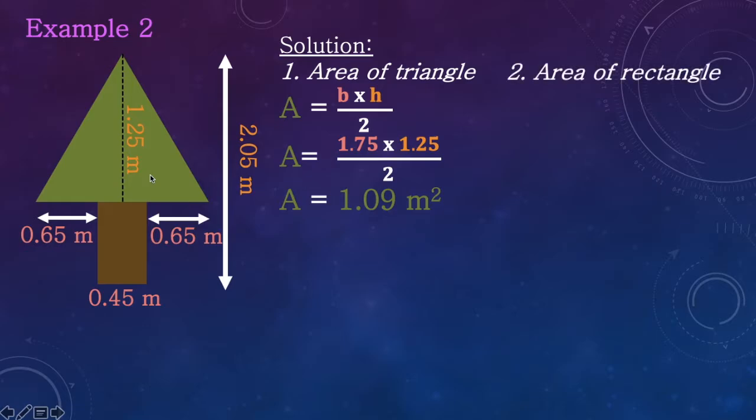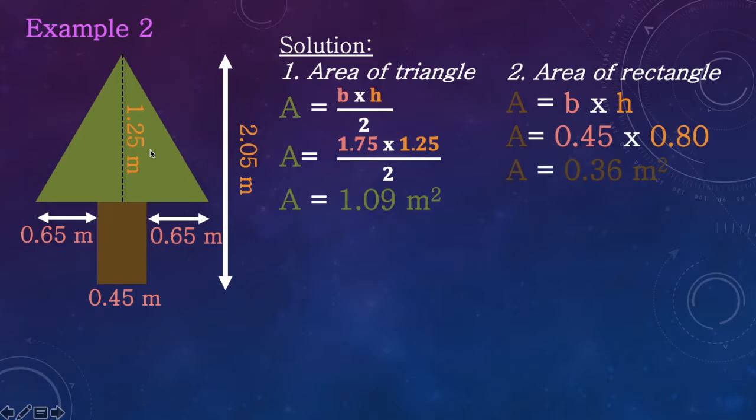All right, so let's move on to the area of the rectangle. We do base times height, no division by 2 because it is a rectangle. It's as easy as can be. Plug in our numbers. Again, 0.45 is clearly identified over here. The 0.80 is what we get when we subtract 1.25 from 2.05. So that's how I got the actual remainder here. And then when I punch that into the calculator, I get an area of 0.36 meters squared.